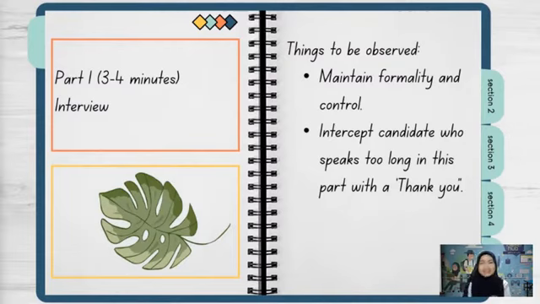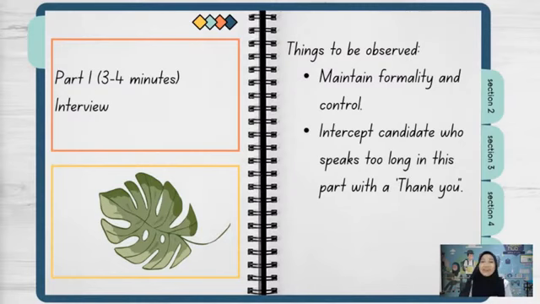But as an interlocutor, don't be too serious. Smile, make the students comfortable, make them feel unthreatened. Especially in the interview, remember, it is the part where they speak about themselves, something familiar to them. Some of them might be a little bit too rehearsed. They might already have prepared, so they speak too long. So what should you do? You should intercept by saying thank you, and then move on to the next partner. Ask another question.